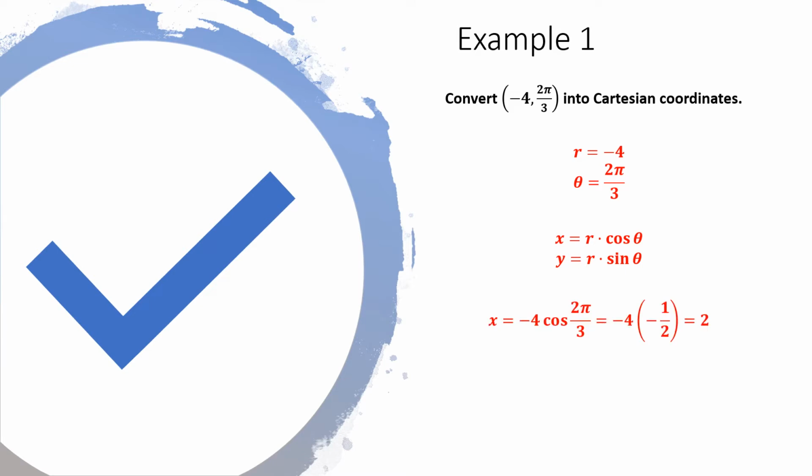So in this problem, x is going to be negative 4 cosine of 2 pi over 3, which using the unit circle, I know cosine of 2 pi over 3 is negative 1 half. So we have negative 4 times negative 1 half, which is 2. So x equals 2. And y equals negative 4 sine 2 pi over 3, or negative 4 times root 3 over 2, or negative 2 root 3. This tells us that our point in rectangular would be 2 comma negative 2 root 3.